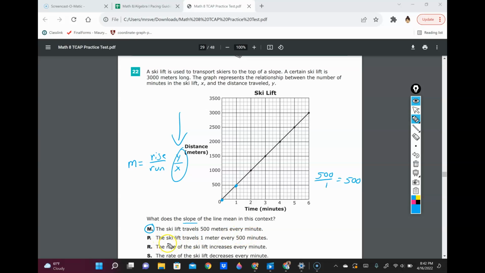Part B is saying the ski lift travels 1 meter every 500 minutes. Well, that's getting the ratio backwards. Then it says the rate of the ski lift increases every minute. Well, it increases 500 meters every minute. And then the last choice, the rate of the ski lift decreases. Well, clearly we have a positive slope here.